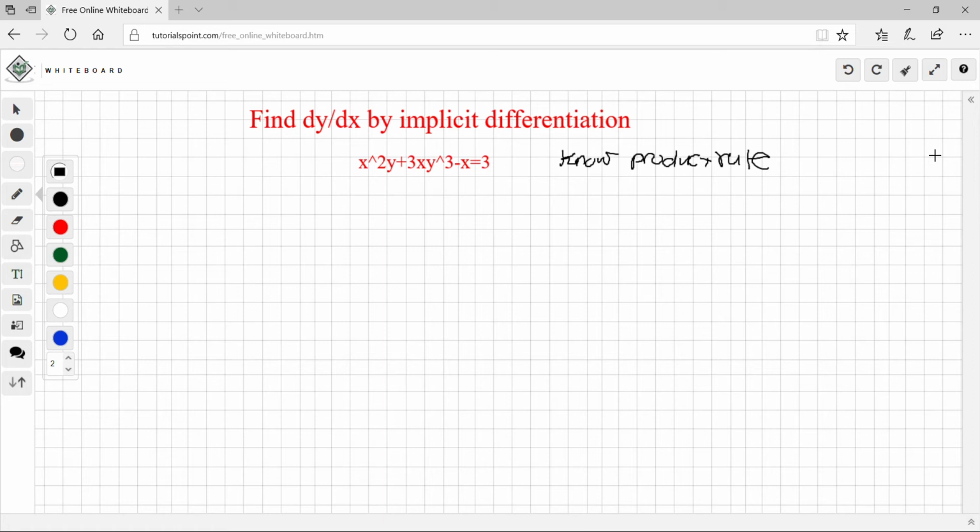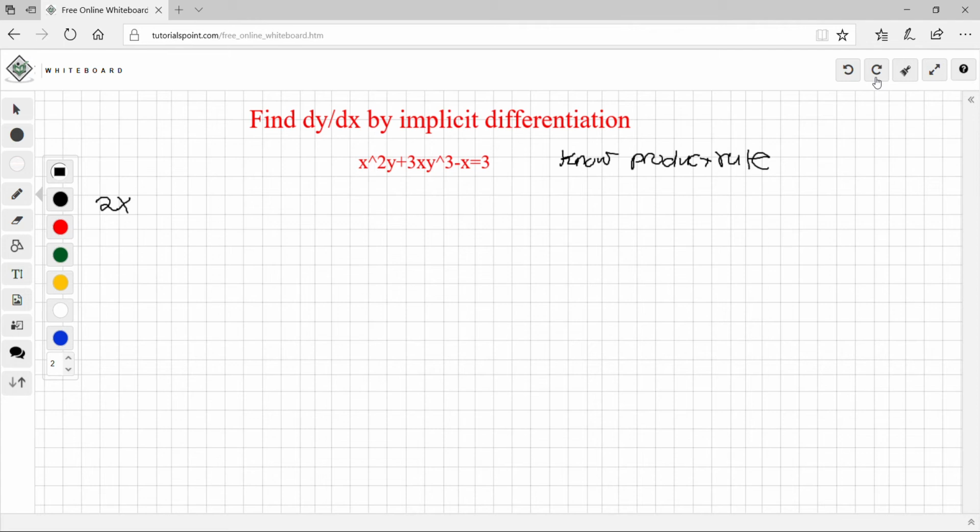So one thing we must know is the product rule. So over here, the x squared times y, I'm going to use the product rule. And so we want to find the derivative with respect to x. So wherever you see a y, you're gonna have to put a dy/dx. So we gotta do the product rule, and whenever you see a y, you put a dy/dx.